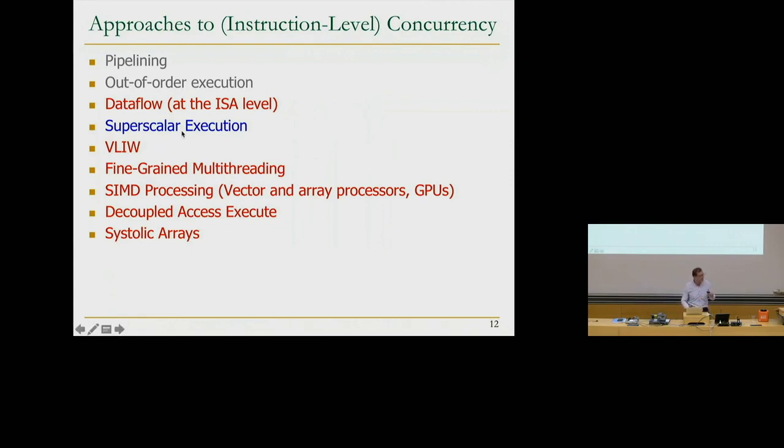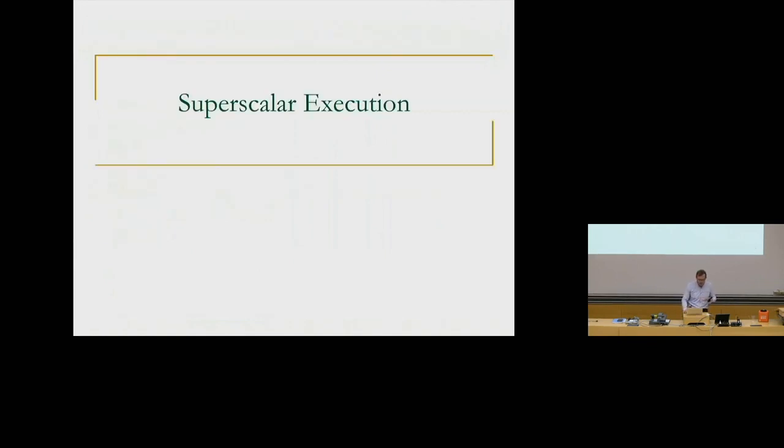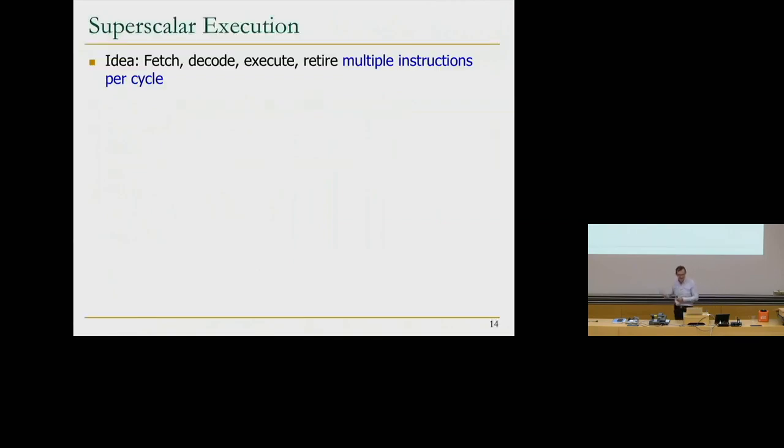Okay, so I'm going to cover superscalar execution also, and then we're going to switch to branch prediction. So superscalar execution, I already gave you the concept, actually. It's basically fetching, issuing, decoding, executing multiple instructions per cycle. That's it, I said over here.